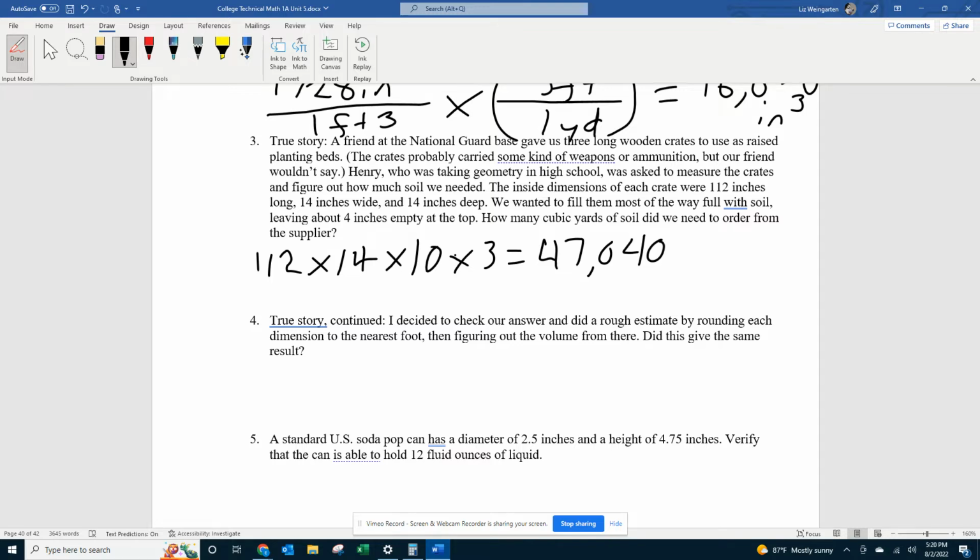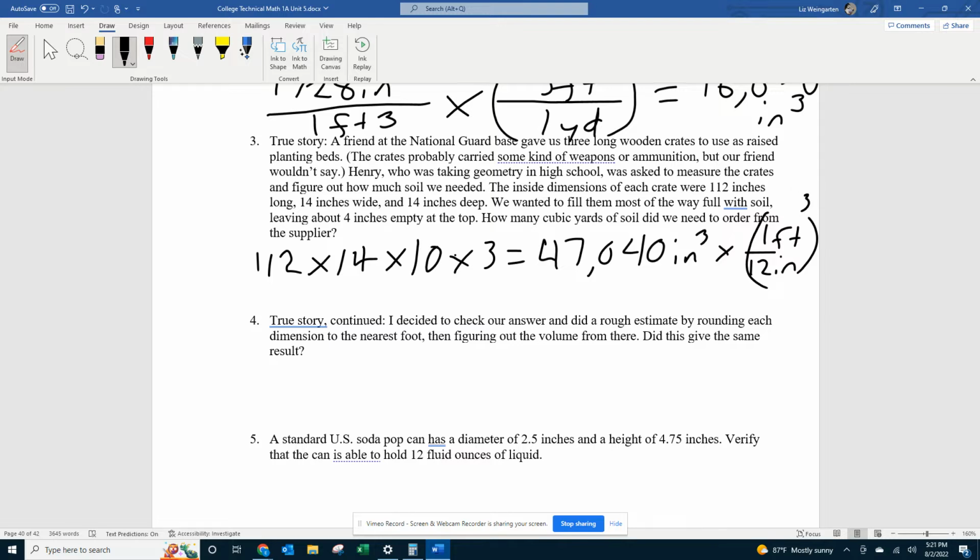We want to figure out how many cubic yards that is. So we're going to multiply that. So this is inches cubed. We're going to multiply that by feet. So we have inches on top. We want inches on the bottom. We have to cube that whole thing.